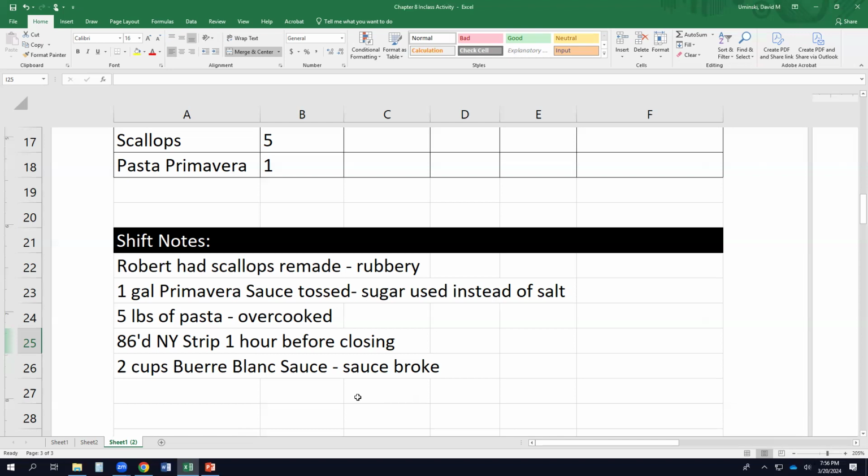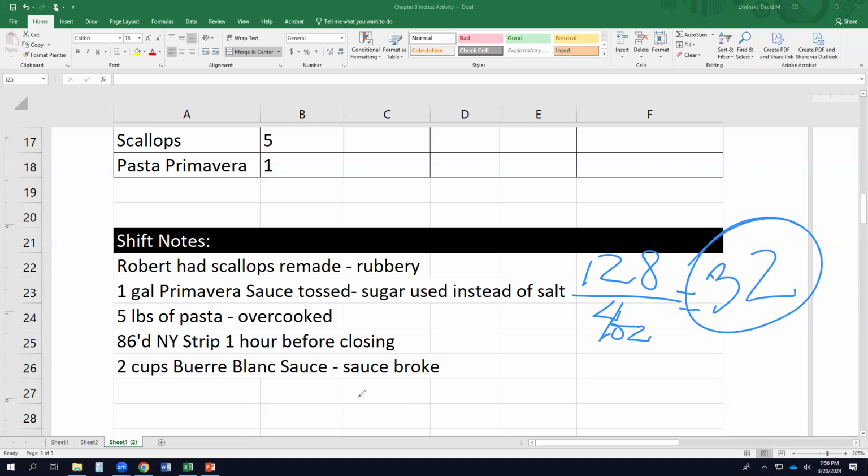Good. If we think about this, how many ounces are in 1 gallon? 128. So if I have, let's say, a 4-ounce serving of pasta sauce, how many servings is that? 32 servings. If I'm charging $20 for my pasta, whatever it costs me to make it, that's gonna be a huge difference, right?